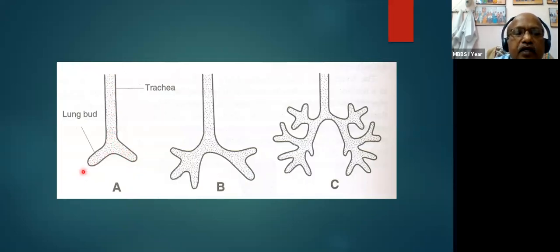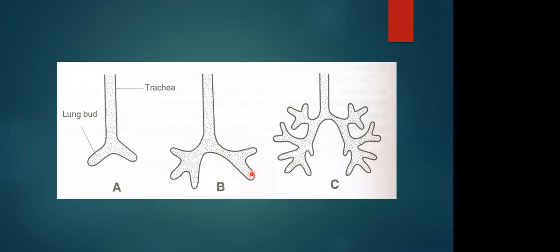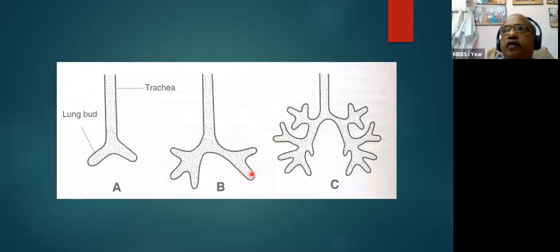Later on, if you take that bronchial bud, it is getting divided into three branches on the right side, two branches on the left side. So what is the reason for this, students? Presence of three lobes on the right lung and two lobes on the left lung. Very good. Presence of three lobes on the right side, two lobes on the left side.